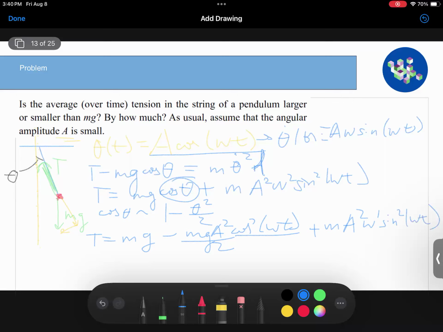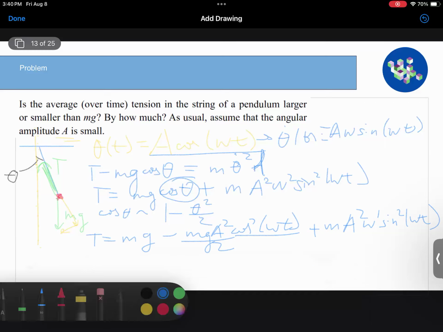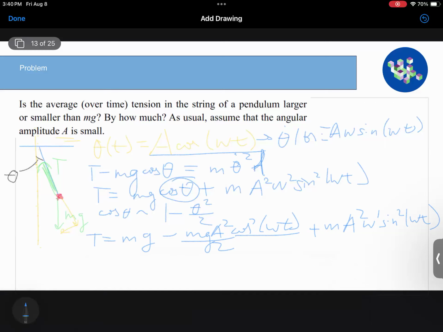All right. Now what do we do from here? Well, hold on. Yeah, this is looking correct, I think. Now we want to find the average tension. How do we find the average tension? Well, to find the average tension, we need to do an integral over a period of time, and then we divide by the total period of time.